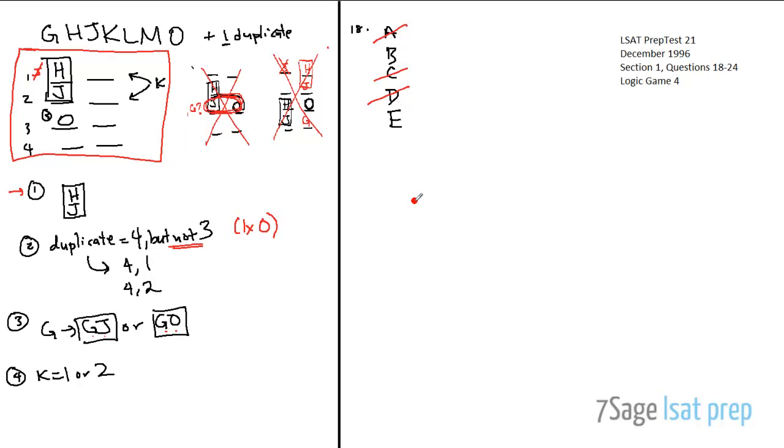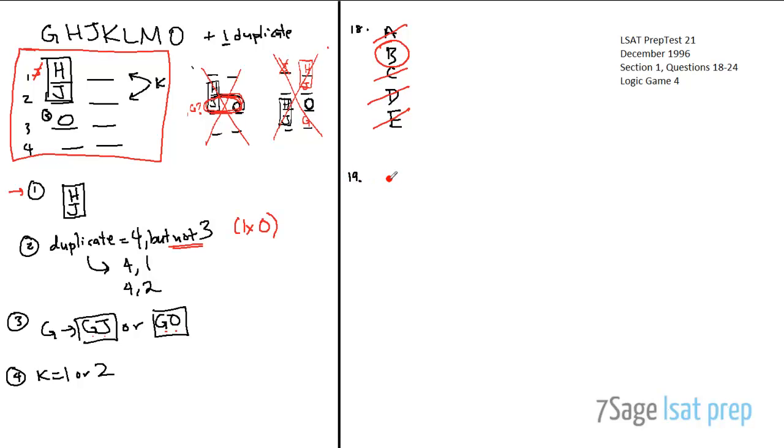How about answer choice B? H comes in week 1, J comes in week 2, that's fine. How about answer choice E? J comes in week 2, but H is not in week 1. H is actually right next to it, so that's also not right. So answer choice B is our answer here, and thankfully we didn't have to go through this second rule, which I'm sure would have been much more, I guess, thought-provoking.